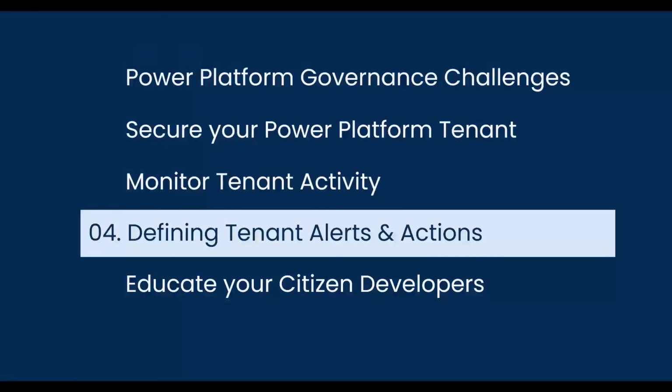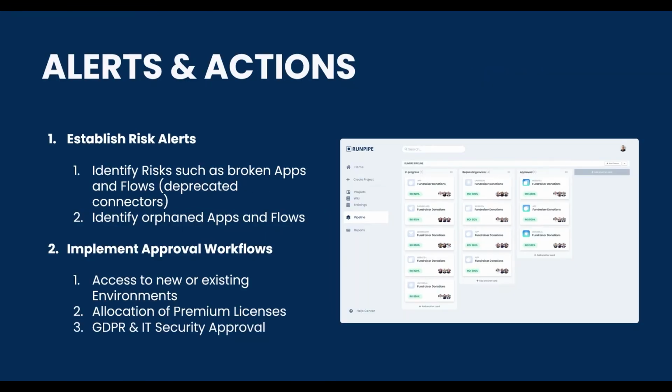Now it's time to take action on specific events occurring inside of your tenant. With Runpipe policies, you can define certain criteria which lead to policy conflicts and that raise an alert. This can be apps and flows which suddenly stopped working, making owners aware of deprecated connectors which might prevent processes from working properly. Those policies can be triggered as well when compliance criteria aren't met.